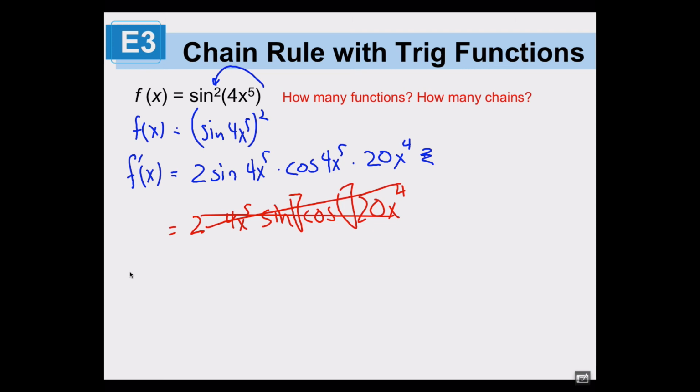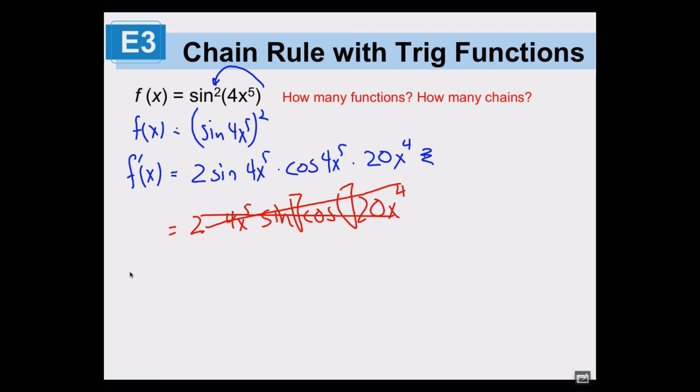X to the 4. Nope. Just factor out 2. Yeah, won't do much for you. Realistically speaking, what you're going to do is move the 20x to the 4th out in front so it doesn't get confused and get 40x to the 4th times the sine of 4x to the 5th times cosine of 4x to the 5th and be done with it.